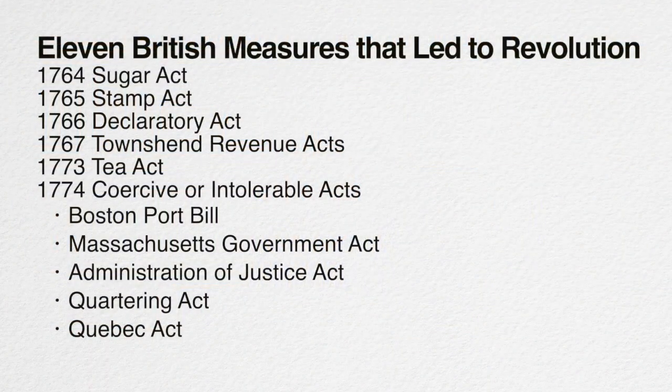So, again, here I'm looking at a list of the 11 British measures that led to revolution. And this is the traditional story. This is the no taxation without representation story. And this is in every textbook. And here we have legislation, Sugar Act, Stamp Act, Declaratory Act, all the way down to the Quebec Act, a list of acts of Parliament. And it says here 11 British measures that led to revolution.